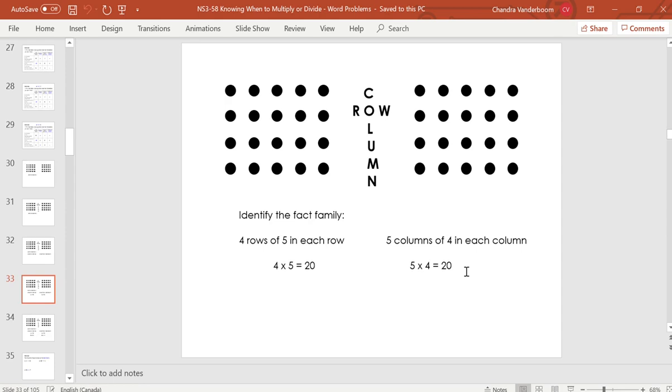Now remember, we learned that we can write the opposite for division. So we can just read these backwards and make it a division. So if 4 times 5 equals 20, then 20 divided by 5 equals 4. And if 5 times 4 equals 20, then 20 divided by 4 equals 5. So this is the fact family that this picture shows.